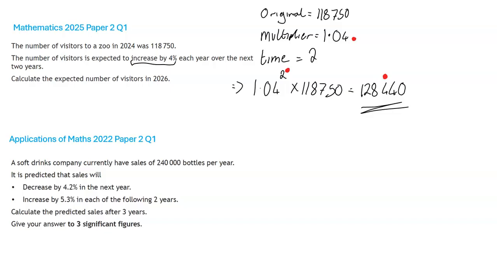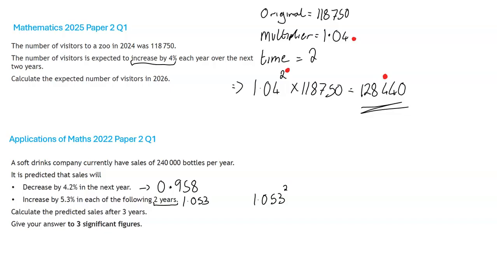So my decrease of 4.2%. Well, that goes down by 4.2%. And if I was to get a multiplier for that, what I'd end up with is 0.958. So if it was just a decrease of 4.2%, that's the multiplier I'd have. If it was an increase of 5.3%, I'd end up with 1.053 as my multiplier there. So I know both multipliers for that. Now what I also know is that this second one is an increase over 2 years. So if I were to do it on its own, it would be 1.053 to the power of 2.